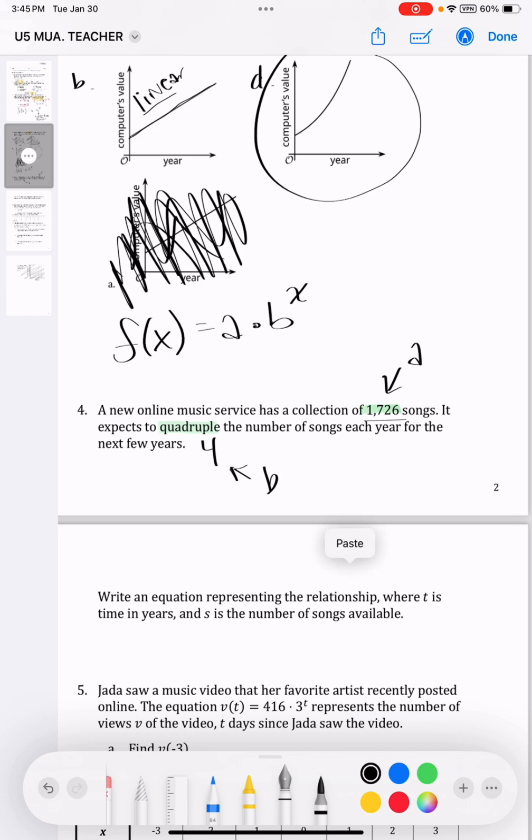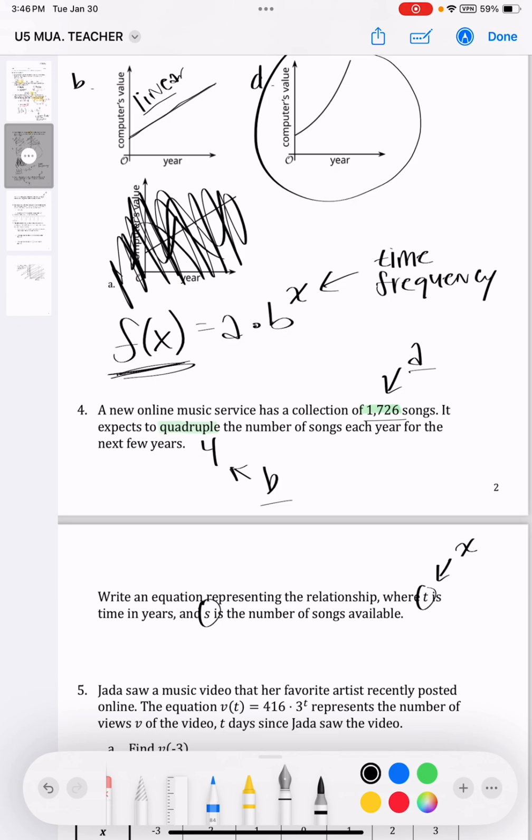Now the second part says for us to write an equation representing the relationship where T is time in years and S is the number of songs available. So let's remember that this exponent here is going to represent time, or just the frequency of how often something is happening. So if T represents time in years, we know our exponent is going to be T, but we also have this S here. So we need to figure out where we're going to put that S. We already have our value for A, our value for B, and our value for our exponent. So what we're left with is this.